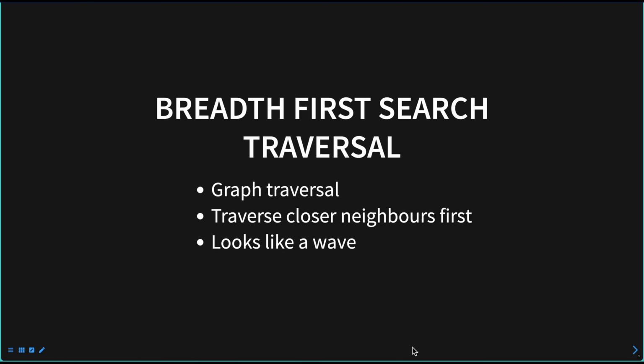Hello everyone, let's talk about another computer science algorithm, breadth first search. We have already seen depth first search. There, the idea was to go as deep as possible, but here the idea is to go as broad as possible, in the sense that we look at our closer neighbors first, and then widen our net, and then look at their neighbors, instead of just going deeper and deeper. And if you look at it closely, it looks like a wave.